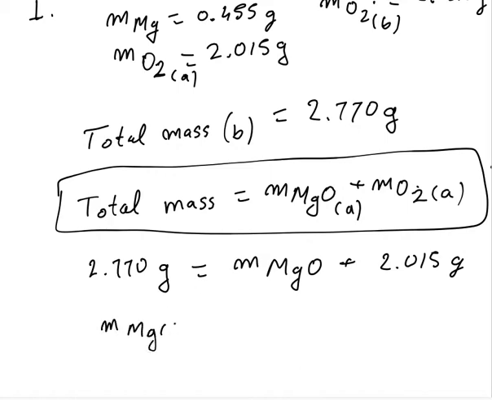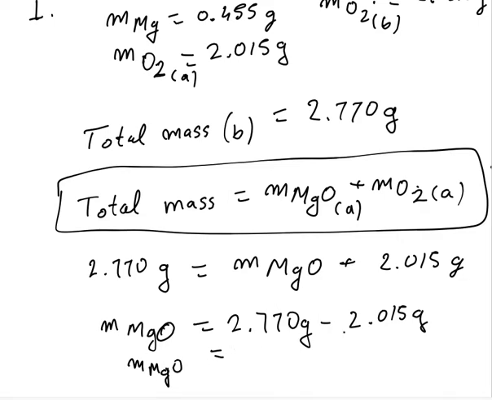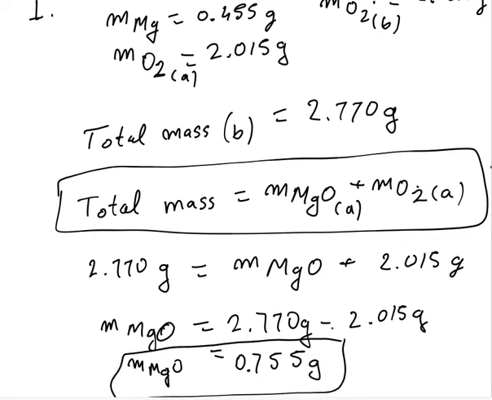The mass of MgO, magnesium oxide, is 2.770 grams minus 2.015 grams, which is equal to 0.755 grams. That's the first approach. Very simple.